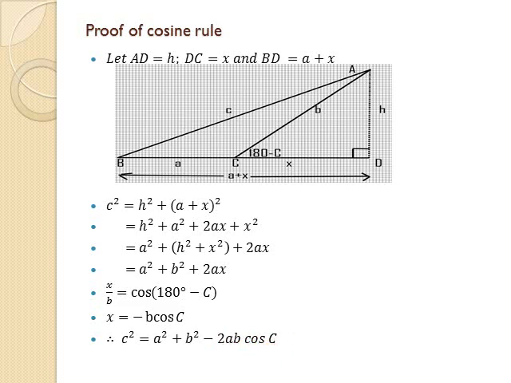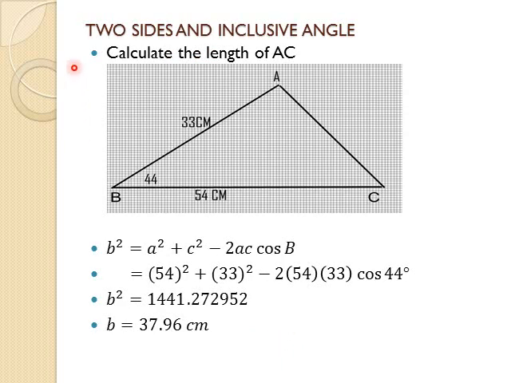Now let's look at the two general problems, how we test it. So first, I can give you two sides and an inclusive angle. Right, and here they say calculate the length of AC. So when I say inclusive angle, I have a side there 33, the other one 54, and 44 degrees in between. So it's inclusive between the two sides, and they want the side opposite the angle. So that there's angle B.